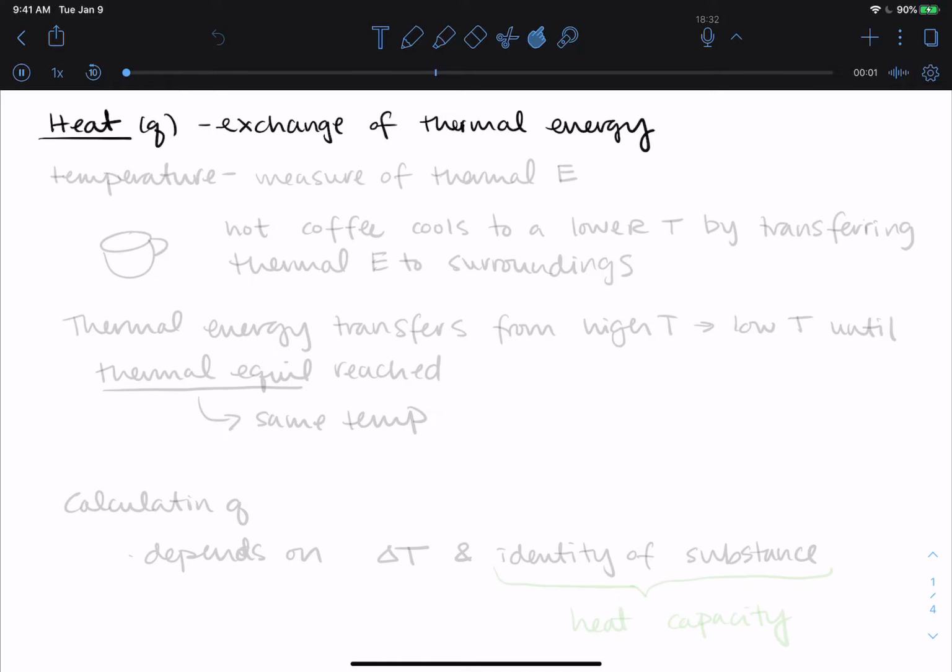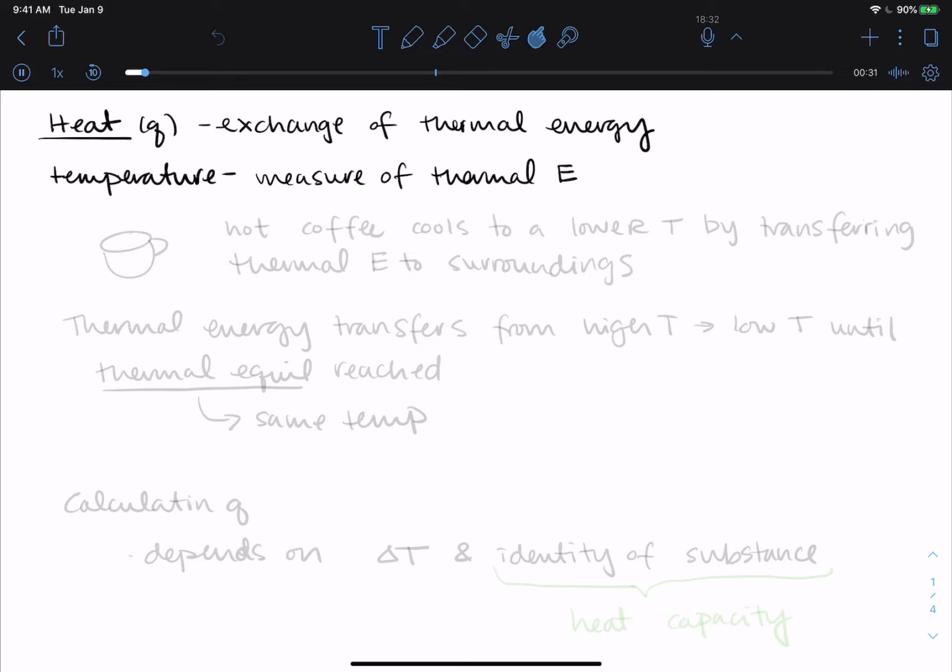In this video, we are just going to talk about heat. So heat, we're talking about the exchange of thermal energy. It's important that you do not mix this up with temperature, which is related. Temperature is a measure of thermal energy. But they have two different meanings.